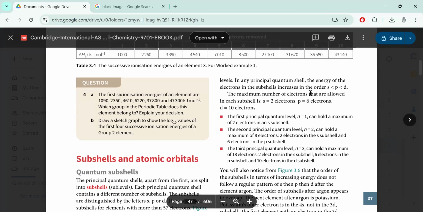So in any principal quantum shell, the energy of the subshell electrons increases in the order S, P, and D, meaning that D is higher than S and P, though the highest of them all is F. Okay.